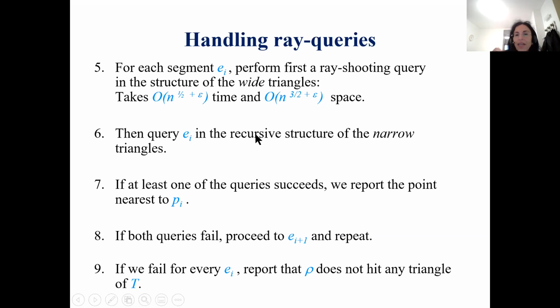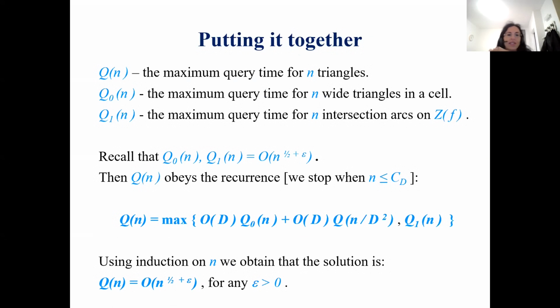Then we query e_i in the recursive structure for the narrow triangles. And then we collect the better answer, the point that is closer to p_i, if there is such a point. If there is no such point, then we proceed to the next segment, e_(i+1). So we make a sequential search over all these pieces. And if we fail at the very end, then we report that rho does not hit any triangle of T. Okay, so that is the procedure, and let us show the running time analysis. So Q(n) is the maximum query time for n triangles.